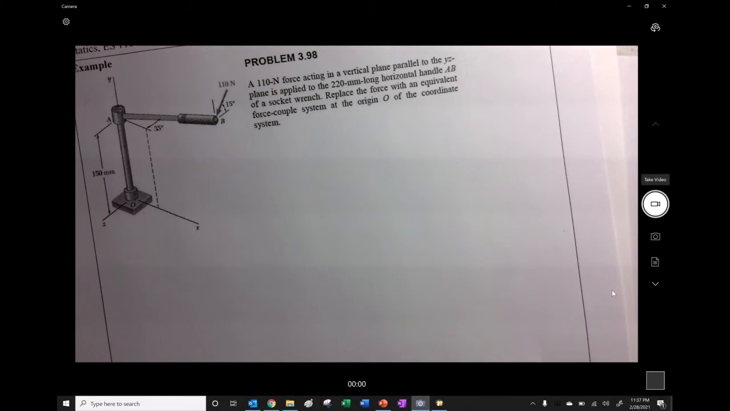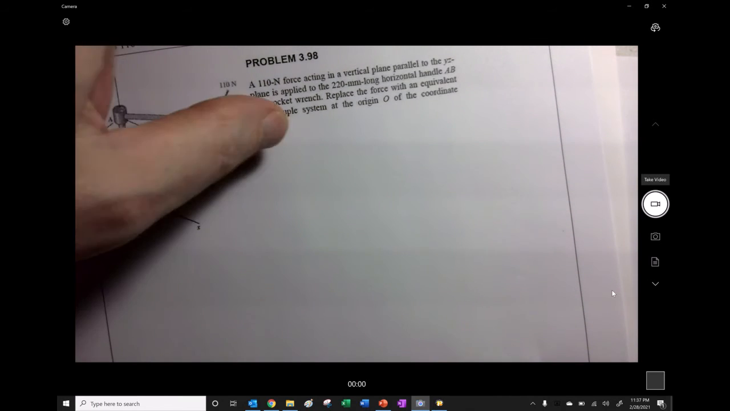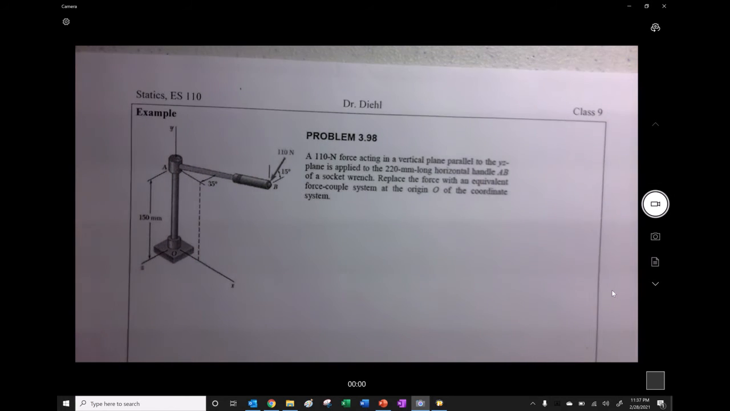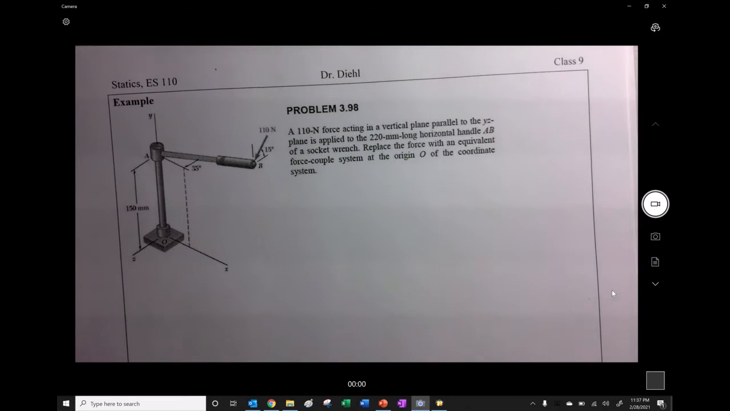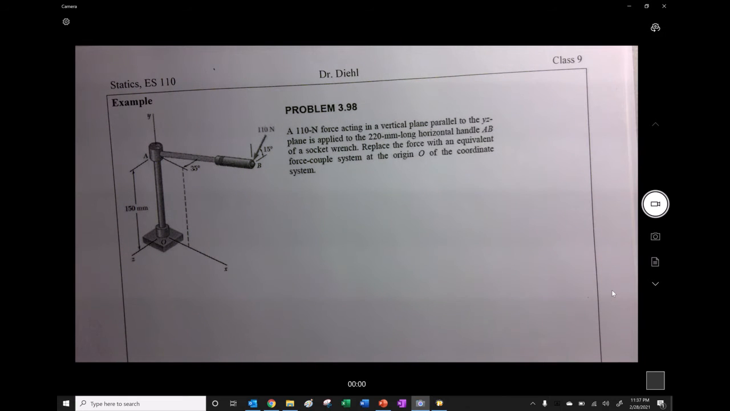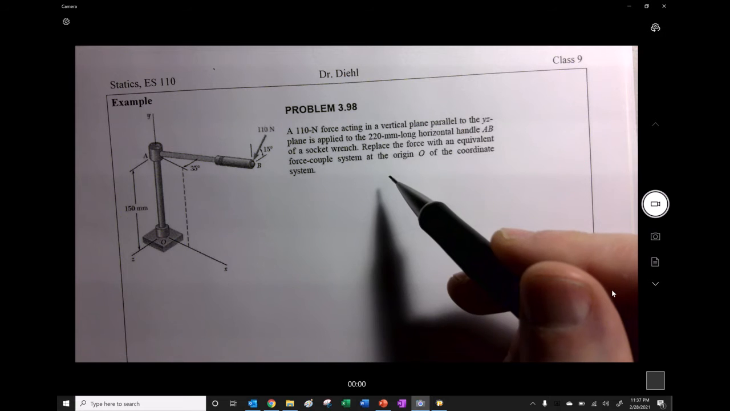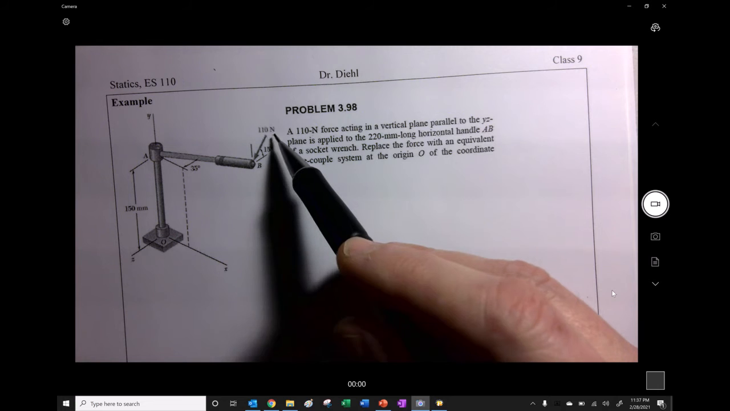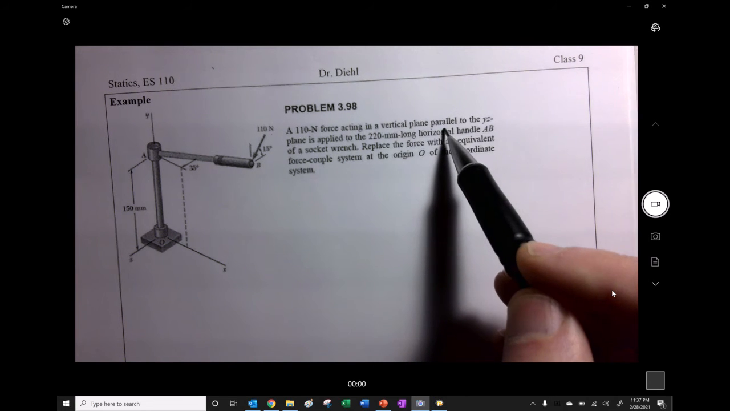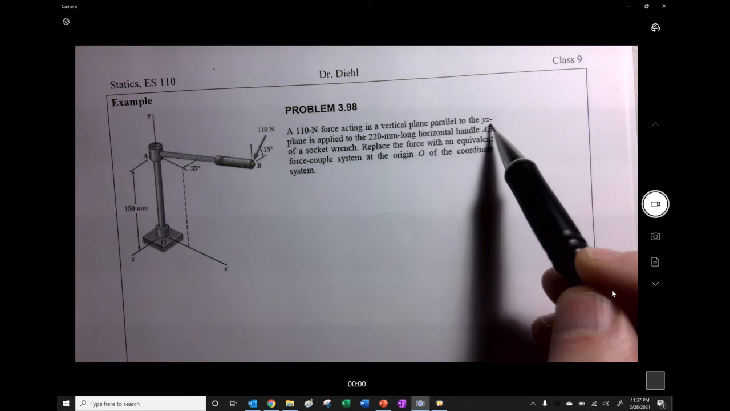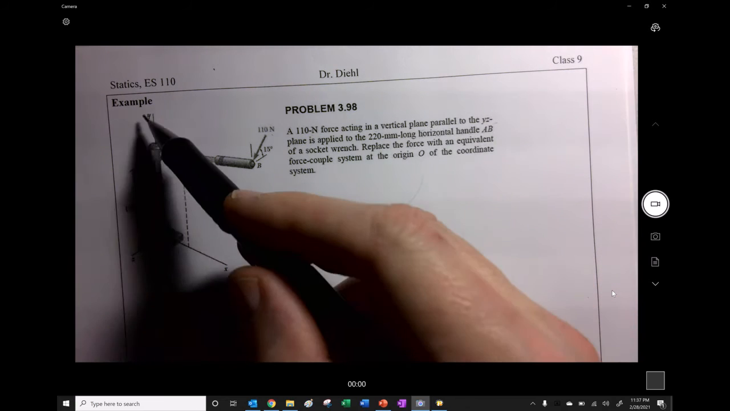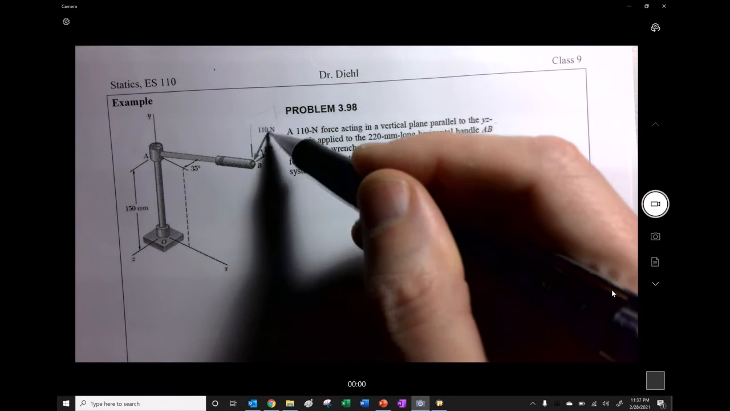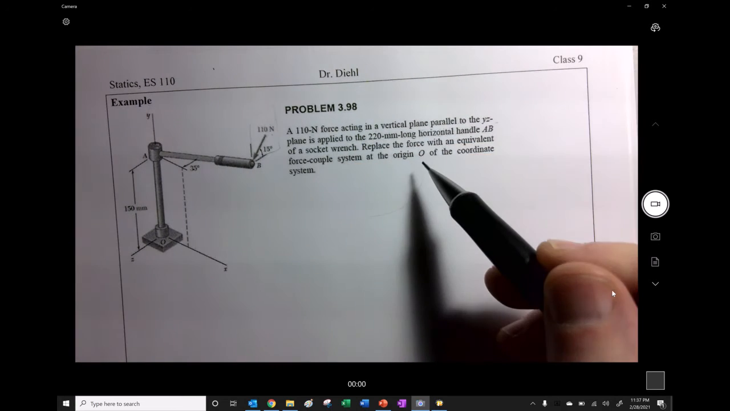Right, so here's an example for class 9. I decided just to pick some out of the book. These are ones that I think have been assigned in other years as homework associated with this particular class. We have 110 newtons acting in the vertical plane parallel to the YZ plane. So this is the YZ plane. They're saying that this is acting right here, and then they show that it's coming down at 15 degrees.